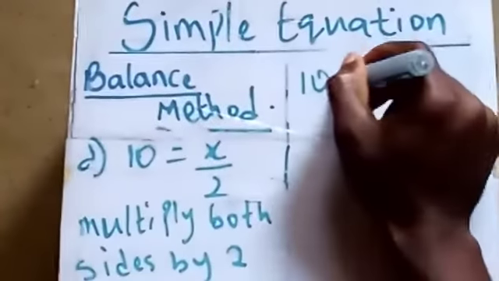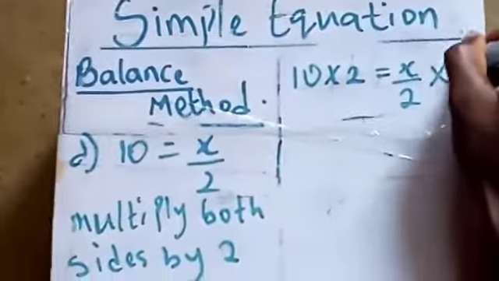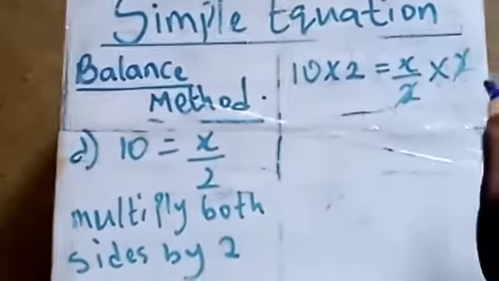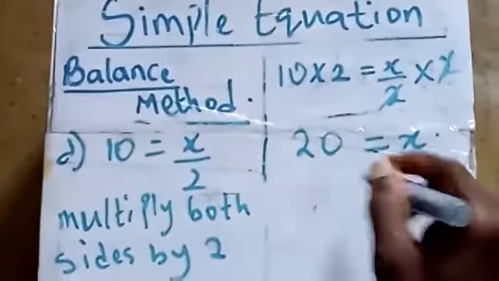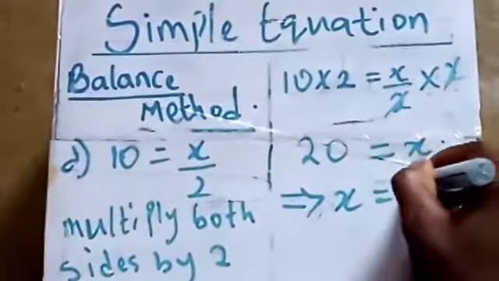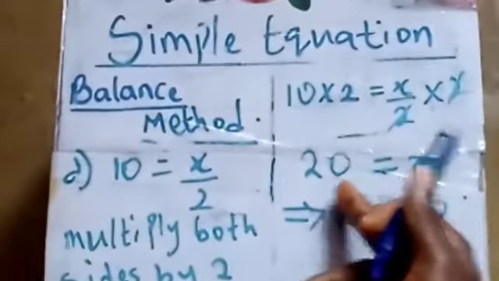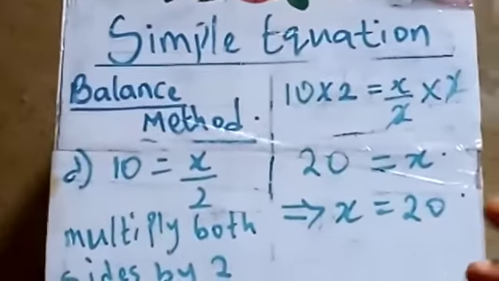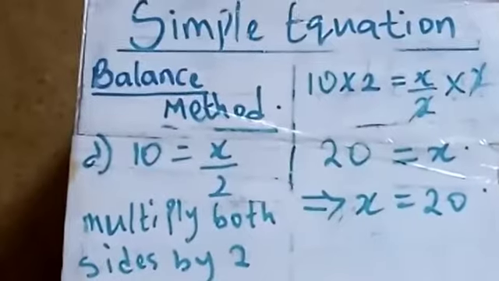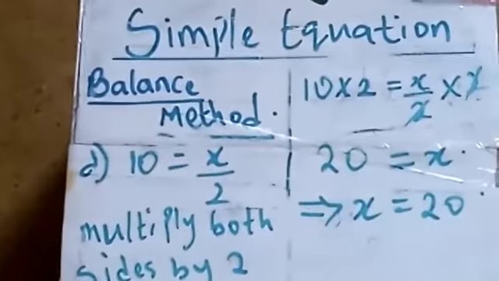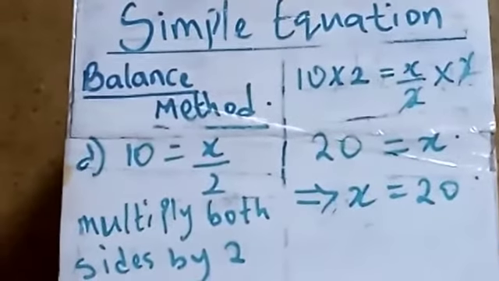We have 10 times 2 equal to x all over 2 times 2. So we cancel this, and then we have 20 equals x. So we can write this as x equals 20. Now someone might want to ask why we are saying 20 equals x, when the same is equal to 20. It's just like saying a dozen is equal to 12, then you can say 12 is equal to a dozen. That is the principle in mathematics, and I think with this you should have gotten the basic knowledge about simple equation. Thank you.